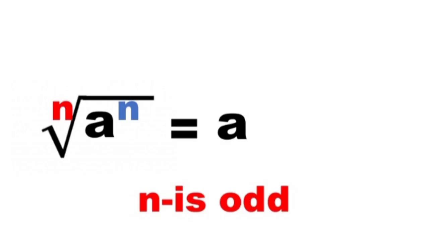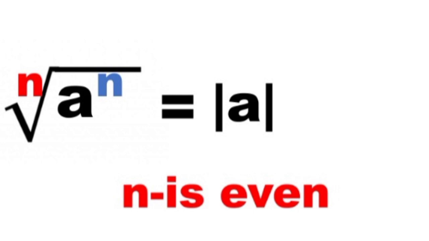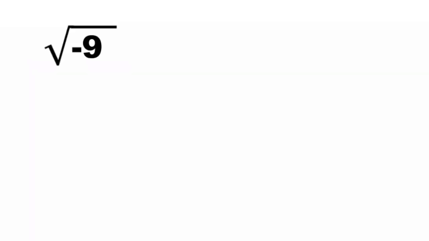So for odd index n, the sign of the answer follows the sign of the radicand. And for even index n, the answer is the absolute value of the nth root of a raised to the power n. Could it be possible to have the square root of negative 9?